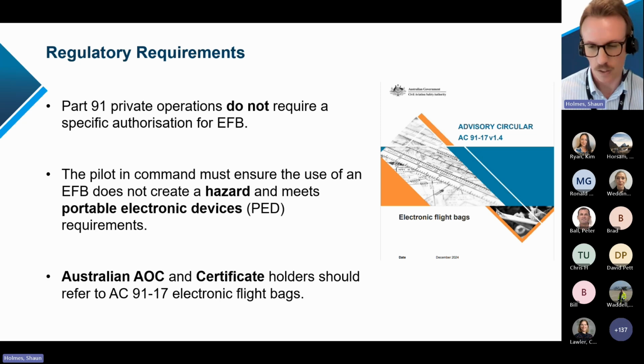So for AOC and certificate holders, I would strongly recommend having a look in our AC on electronic flight bags. I'd also recommend for private pilots to have a read, but for those sort of more specific requirements for AOC and certificate holders, have a read of Chapter 4 of the AC. That will let you know what you're required to have. And also in the AC, we have a lot of information and guidance on building that kind of material for your ops manual or exposition, and also a self-assessment and implementation checklist. So there's some good information there as well from an operator perspective.